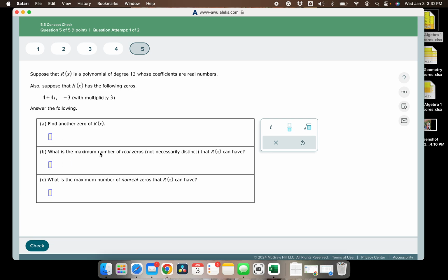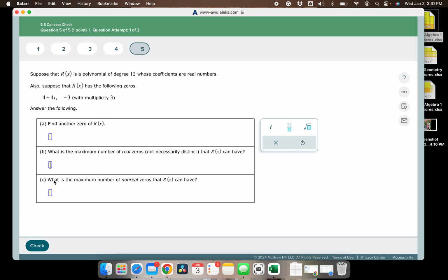Here, the maximum number of real zeros. I know that 2 are going to be imaginary, so that means all the rest. I know that this has a multiplicity of 3, so it's taking up 3 zeros. This is taking up 2 zeros right there. So I'd be able to take those 12, take away my 2 imaginary ones, and I'd have 10 left, because they're not necessarily distinct. Could be this -3 repeated, okay?